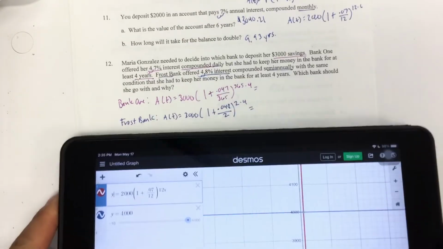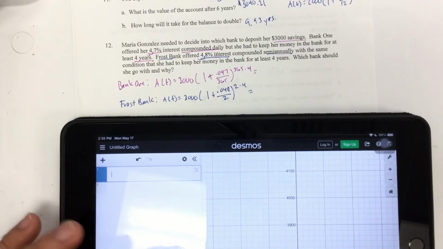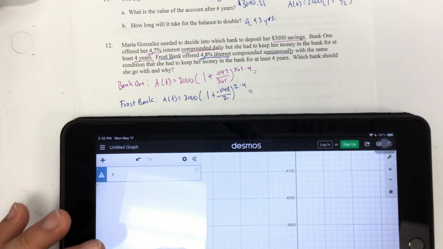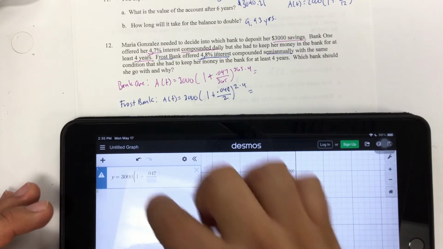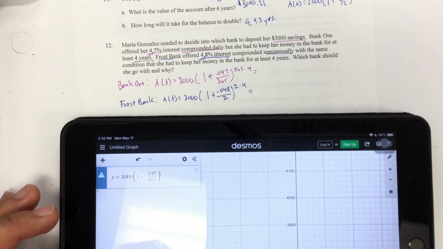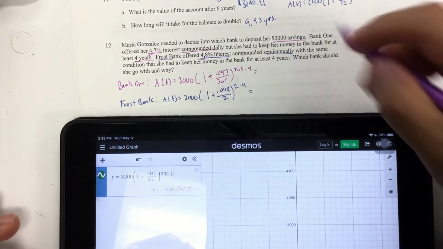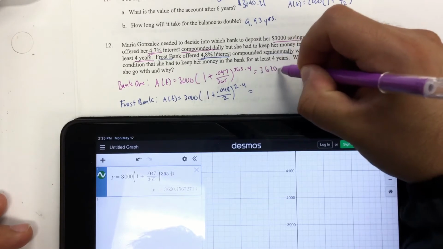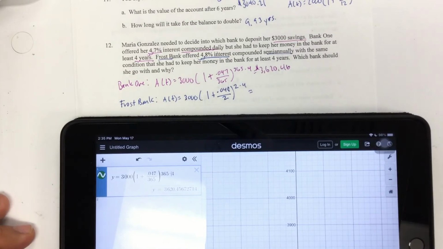Okay, so go ahead and type these in here real quick. So the first one, y equals 3,000, parentheses 1 plus, divide 0.047 over 365, raised to the 365 times that. All right, so I come up with, for the first one, $3,620.456, so $3,620.46. So that's how much she would make if she did Bank 1.